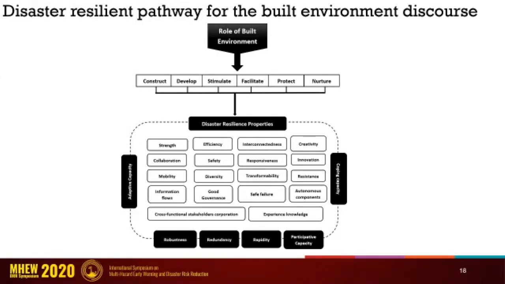So finally, I have linked my conceptual framework of disaster resilient properties with the six roles of the built environment in making a given context disaster resilient. So if one can construct adaptive capacity, develop robustness, and stimulate rapidity, then that context can be made disaster resilient and a safe and sound place for all of us. So I think this framework can be used. This surely needs to be verified by empirical evidence and developed further so that it can be a basis for the future disaster resilient pathway in the built environment discourse.